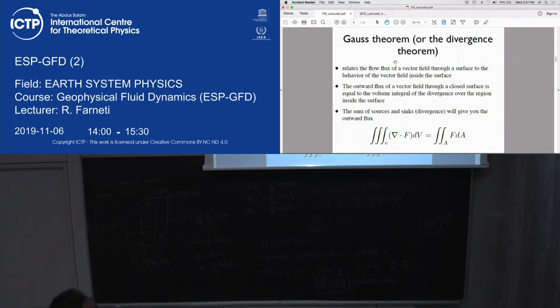Okay, so the divergence of the vector field integrated over the volume is going to be equal to the flux of the vector field through the area. And of course, if you have convergence inside the volume, then you will have an inward flux of the vector field through the surface.